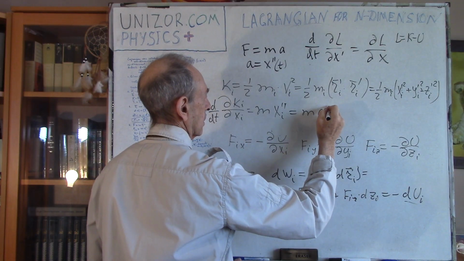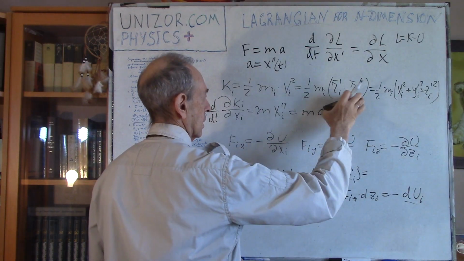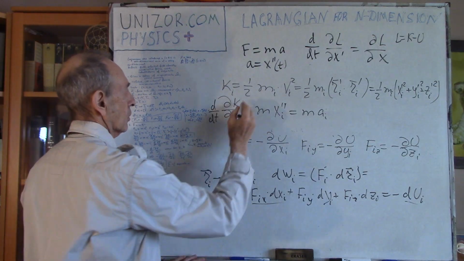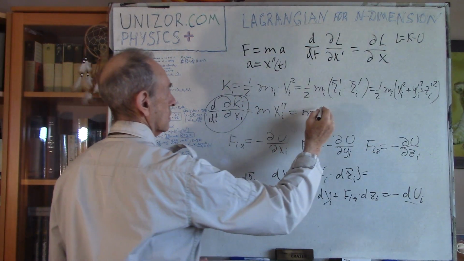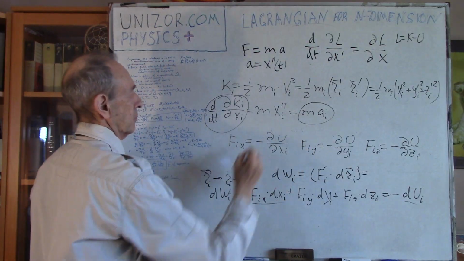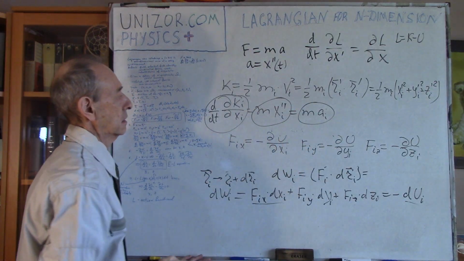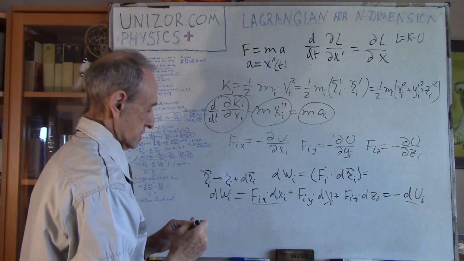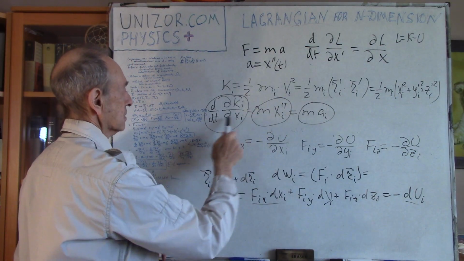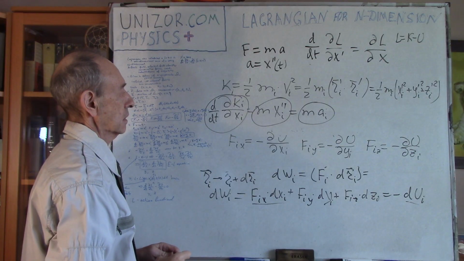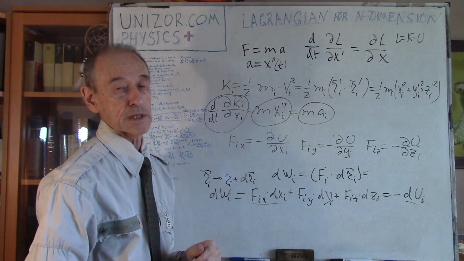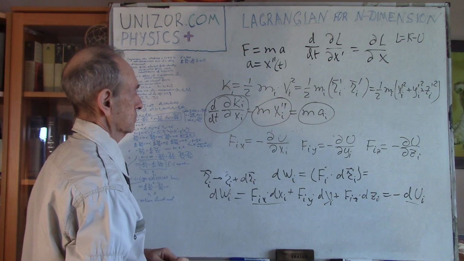m a_i. Acceleration. So we have acceleration m x_i'', the second derivative, expressed in terms of the kinetic energy of the i-th object.